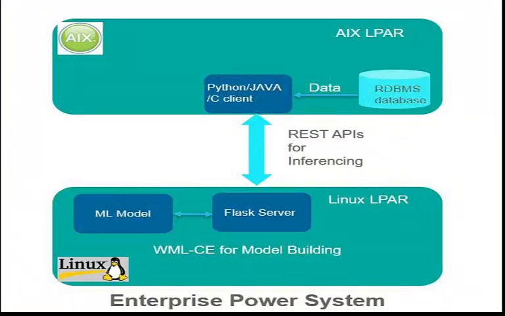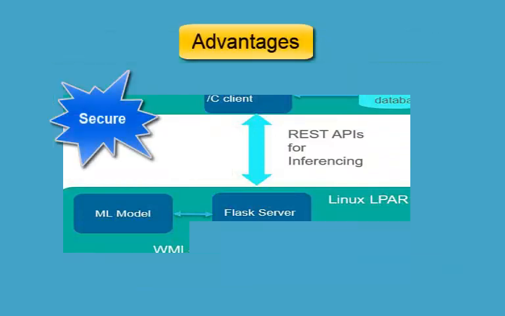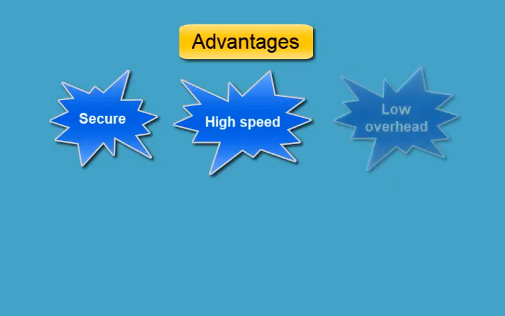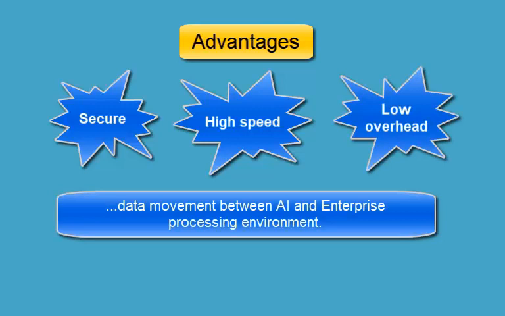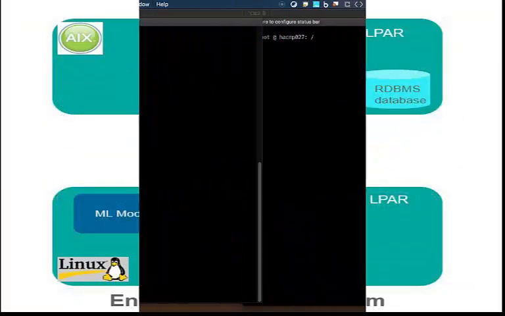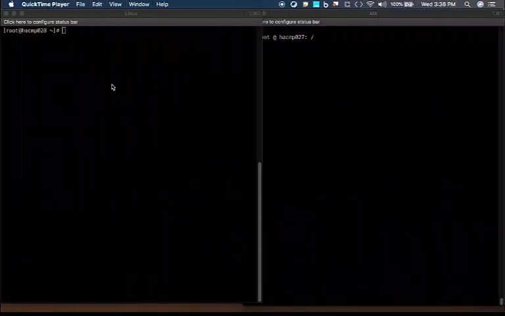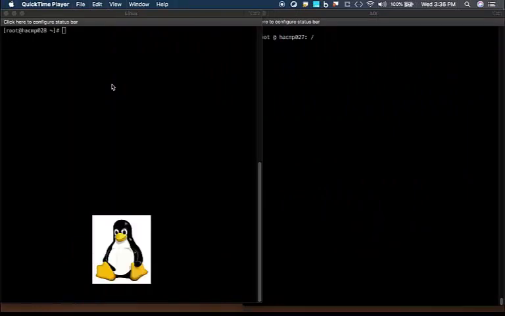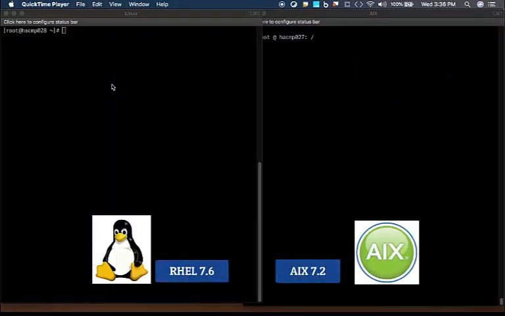Since the AIX and Linux LPARs are on the same system, this benefits in leveraging secure, high speed and low overhead data movement between AI and enterprise processing environments. So let's get started with this demo. As you can see, I have two LPARs, one Linux and one AIX, on the same Power system.